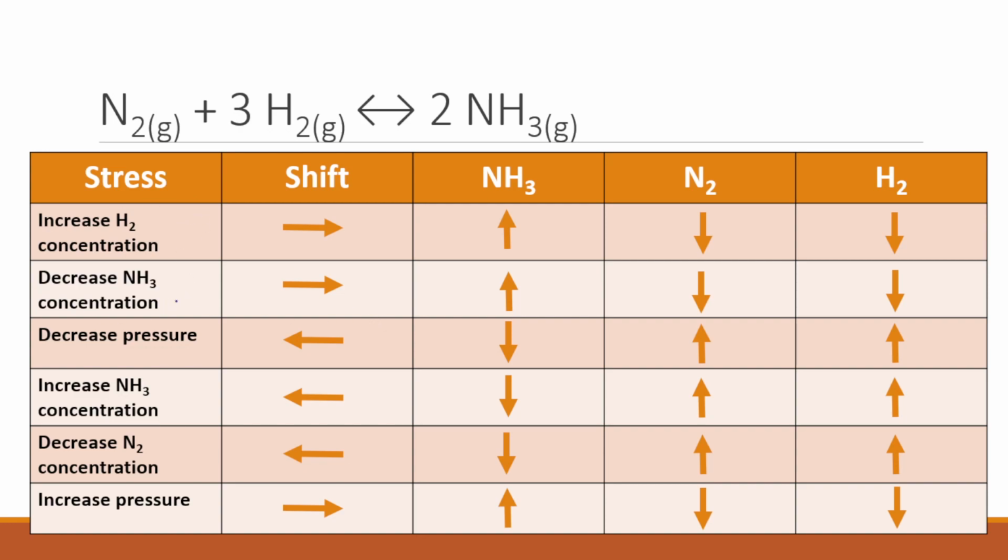What if I decrease the amount of NH3? What if I took away NH3? What is that going to do? It is going to slow down the reverse reaction. It's going to mean that these are going to collide and break down less frequently than they did before. That means that the forward reaction is going to be faster than the reverse. It means that we are going to shift to the right side.